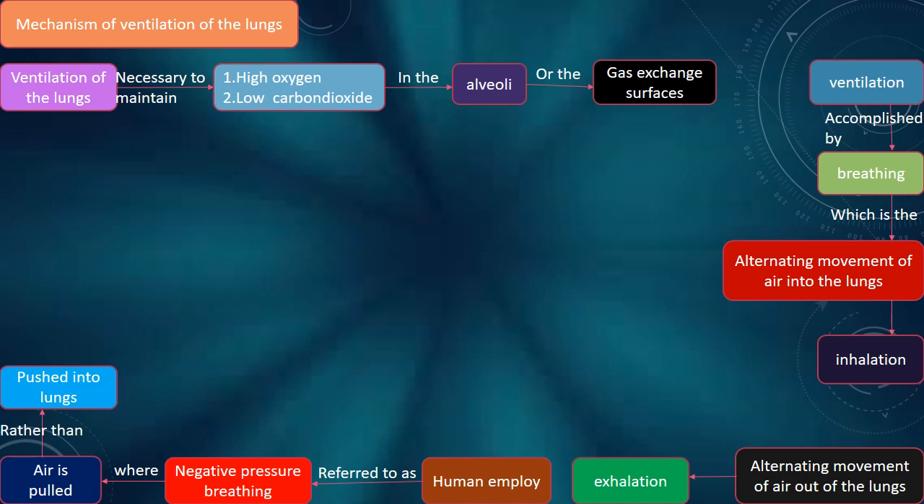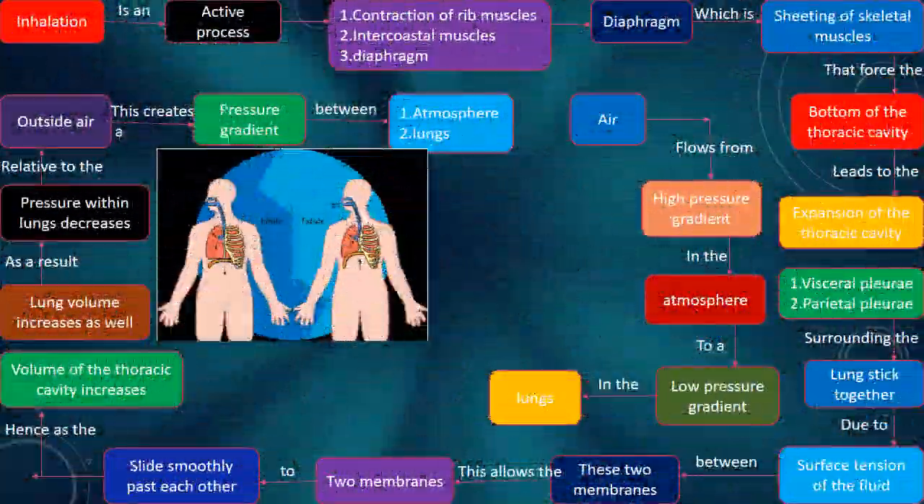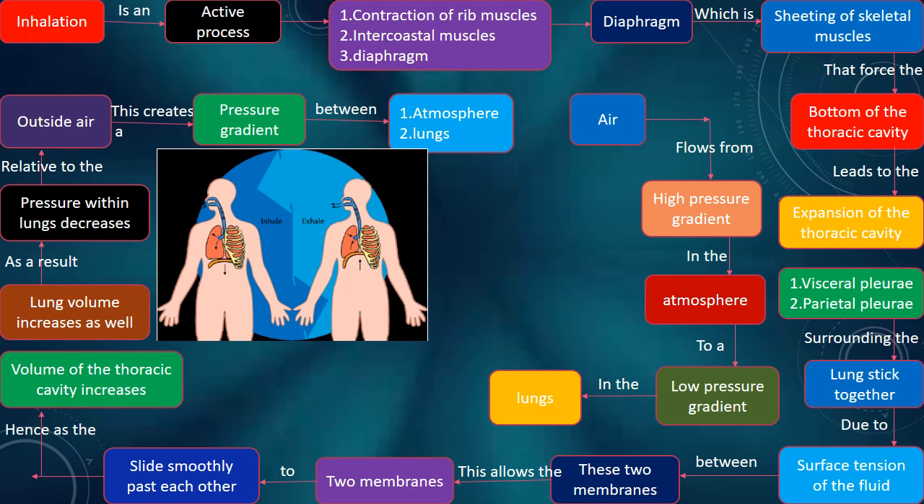Humans employ what is referred to as negative pressure breathing, where air is pulled rather than pushed into the lungs. Inhalation is an active process. It involves the contraction of rib muscles, the intercostal muscles, and the diaphragm. The diaphragm is a sheet of skeletal muscle that forms the bottom of the thoracic cavity, and its contraction leads to the expansion of the thoracic cavity.